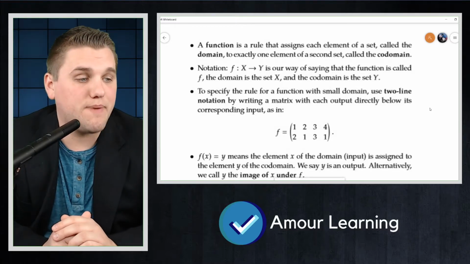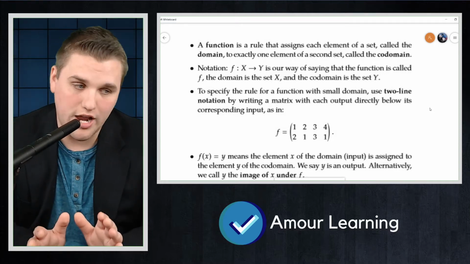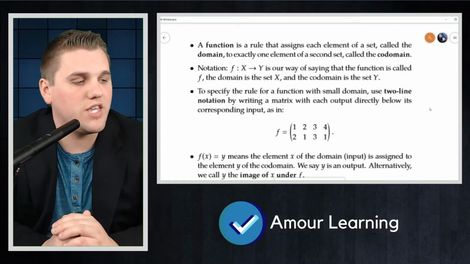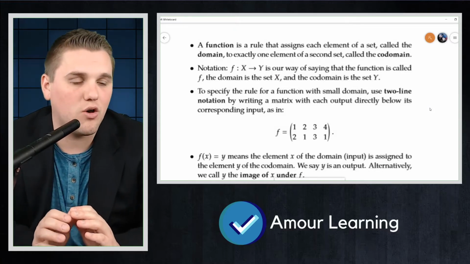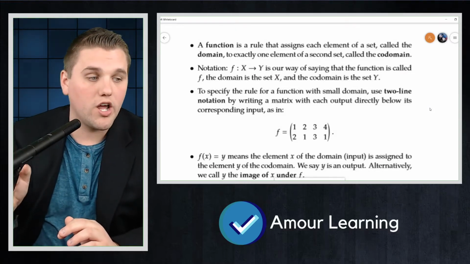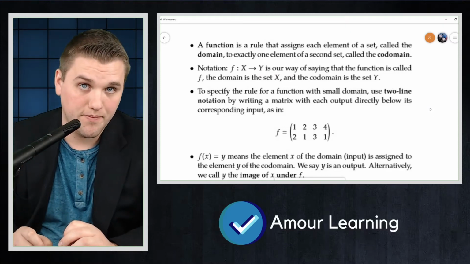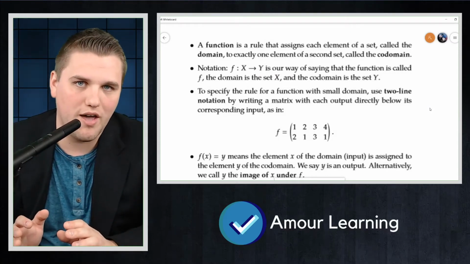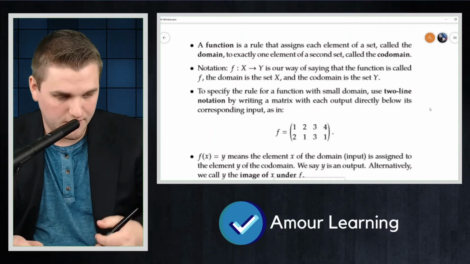All right, next, to specify the rule for a function with a small domain, use two-line notation by writing a matrix with each output directly below its corresponding input, as in f equals (1 goes to 2, 2 goes to 1, 3 goes to 3, and 4 goes to 1). This is a very uncommon way of writing function notation, but this is a sort of function notation.